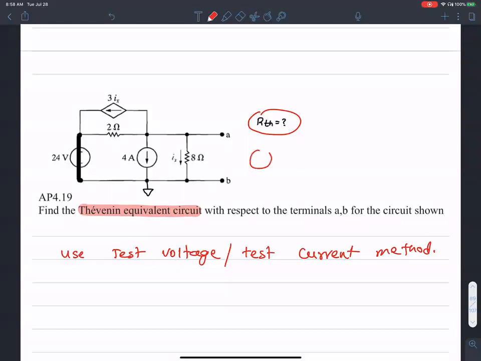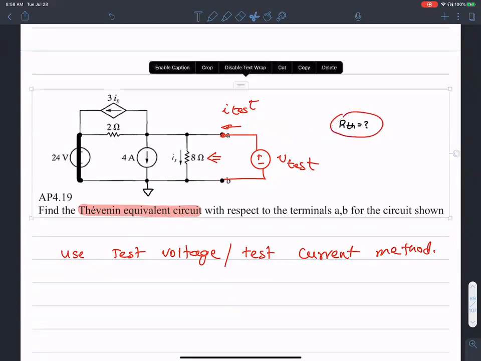I apply a test voltage, plus minus V test, at the terminals of interest to me. If I want to find the R Thevenin looking into these two terminals, then I apply the test voltage at those two terminals. All of this is to find the value for R Thevenin. So I apply a test voltage and I look at the test current.